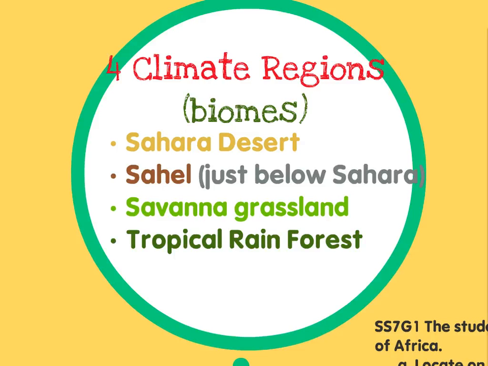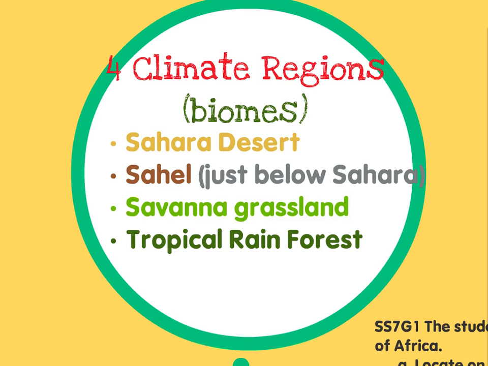Now, Africa is the home of 4 major climate regions that we've learned about. In science, those climate regions are known as biomes. That includes the Sahara Desert that dominates the northern part of the continent. The Sahel region, which is this narrow strip that runs just below the Sahara. The Sahel is semi-arid, which means that it is halfway between desert and grassland.